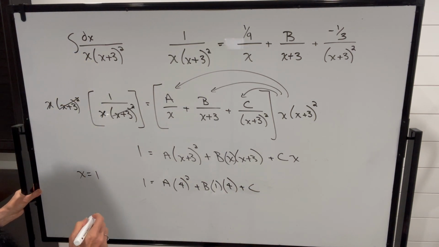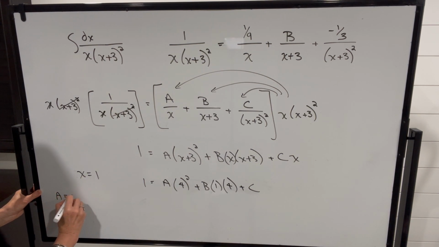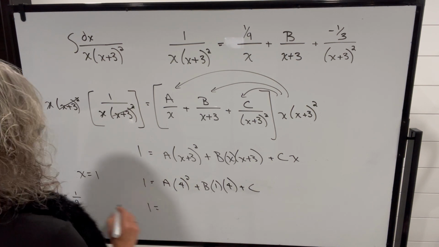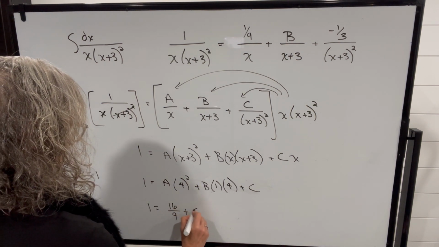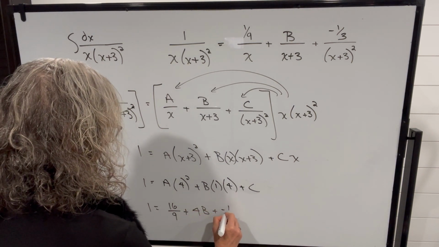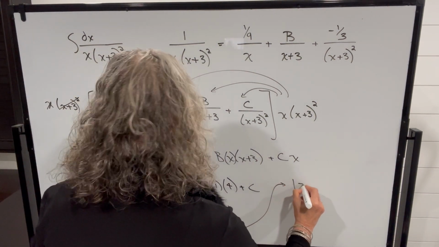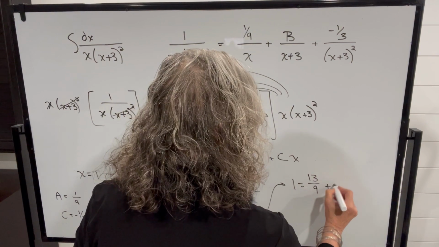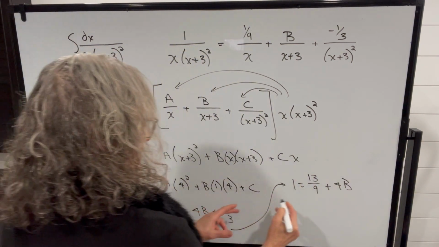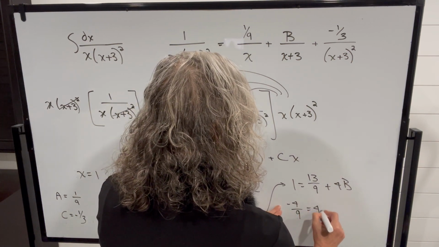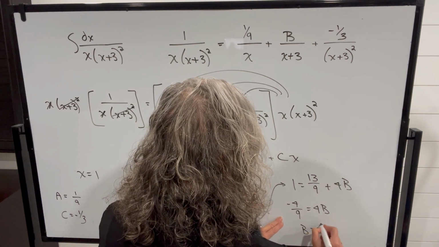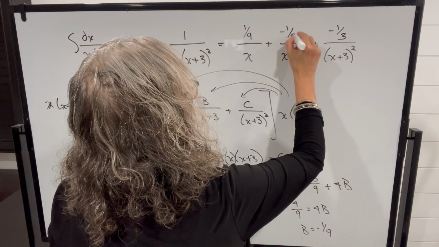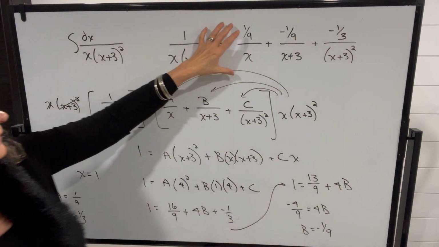Now, I do know the values for a and c. Remember, a was 1/9, and c was negative 1/3. So we will have 16 times a, which is 1/9, so that will be 16/9, plus 4b, plus c, which is negative 1/3. So 16/9 minus 1/3, which is 3/9, will give me 13/9, plus 4b. Subtract 13/9 from both sides and we'll get negative 4/9 equals 4b. Divide both sides by 4 and we get b equals negative 1/9. Now I have these partial fractions.